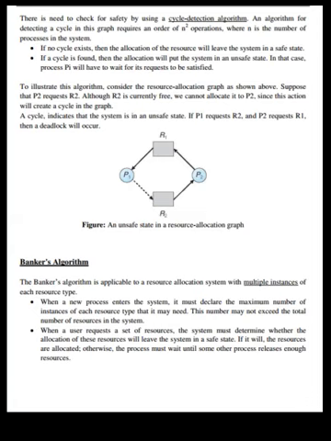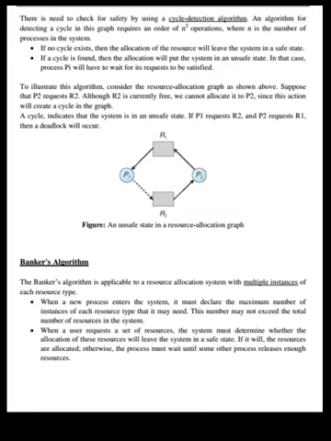There is a need to check for safety by using a cycle detection algorithm. An algorithm for detecting a cycle in this graph requires an order of n-square operations, where n is the number of processes in the system. If no cycle exists, then the allocation of the resource will leave the system in a safe state. If a cycle is found, then the allocation will put the system in an unsafe state. In that case, process Pi will have to wait for its request to be satisfied.